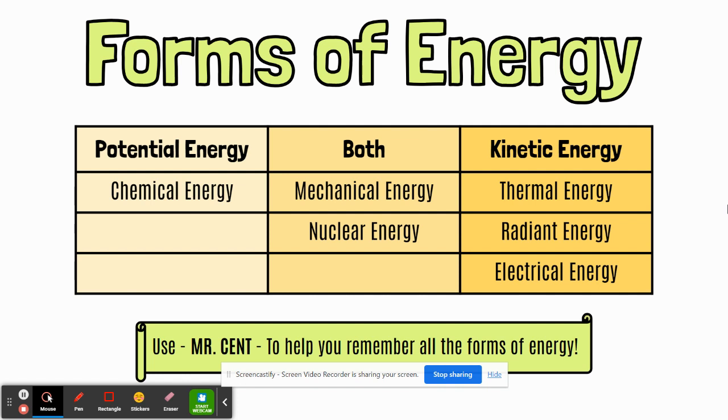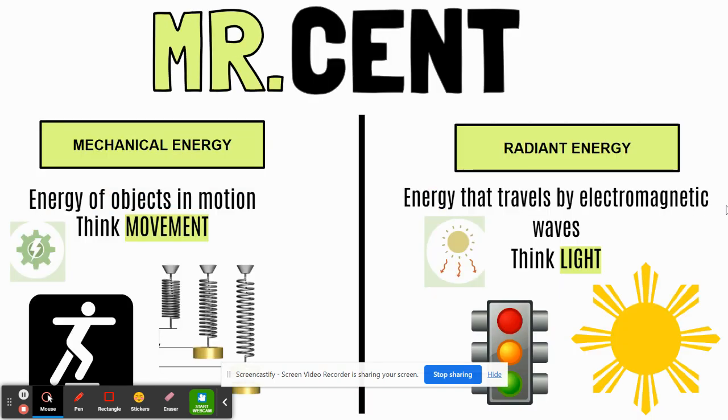The acronym that you want to use to remember all these forms of energy is Mr. Scent. The MR in Mr. is going to be mechanical energy, which is energy of objects in motion. Think movement, like a car, someone on a skateboard, on a bike, on a train, or a plane. Anything that is involved with motion is going to be mechanical energy.